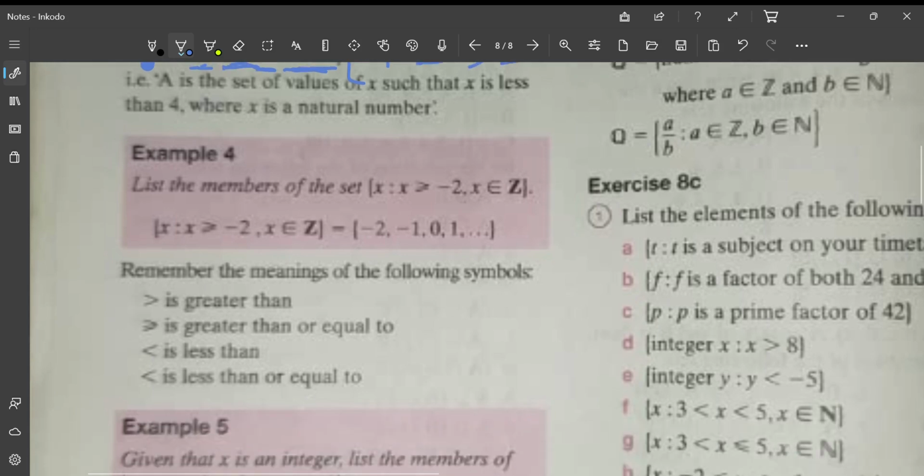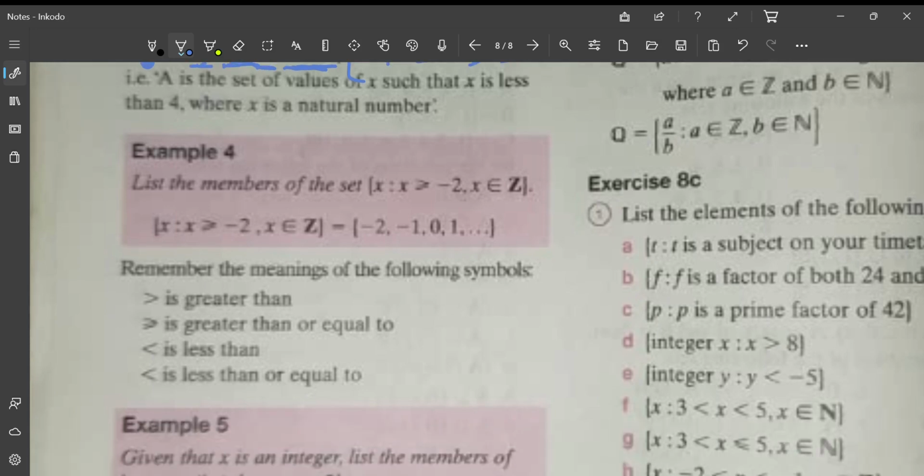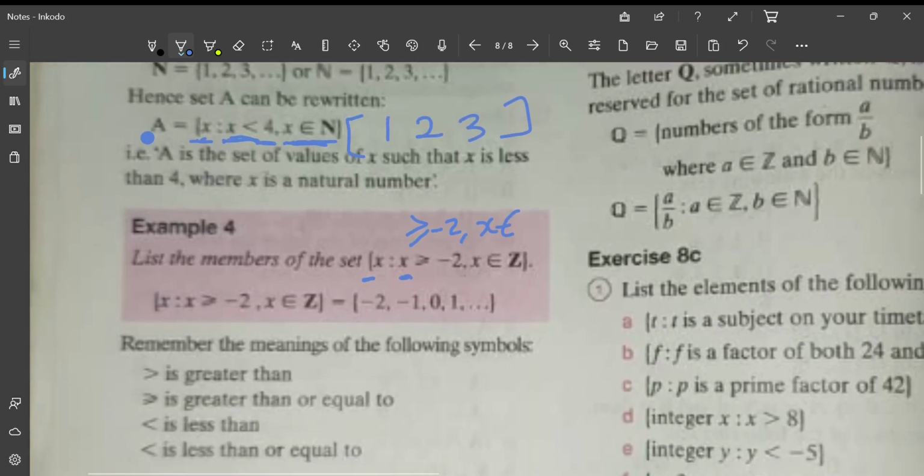So in set builder notation, you may be told to list the members of a set. They will give you the description, something like what you can see here, and you are the one that will have to list the members of the set. Let's look at this example that's already been done. List the members of the set X such that x is greater than or equal to -2, where x is in Z. When you see Z, in mathematics we usually use that letter Z to tell you it's an integer. So they are telling you x is an integer that is greater than or equal to -2.